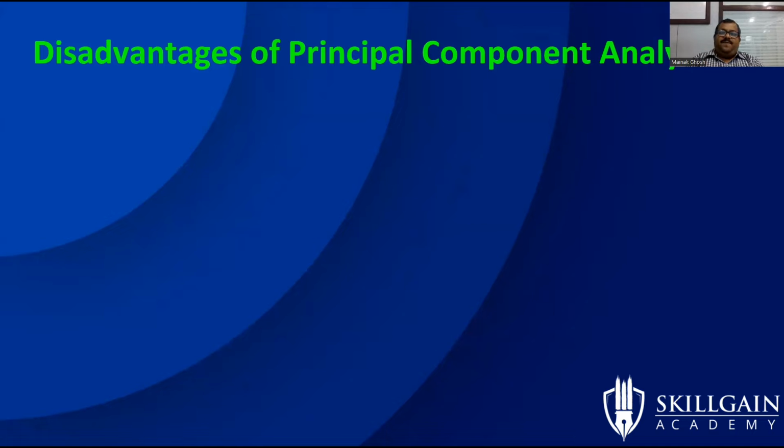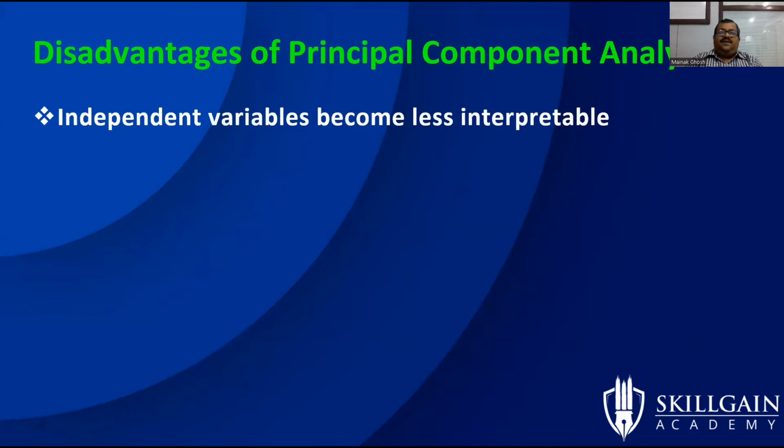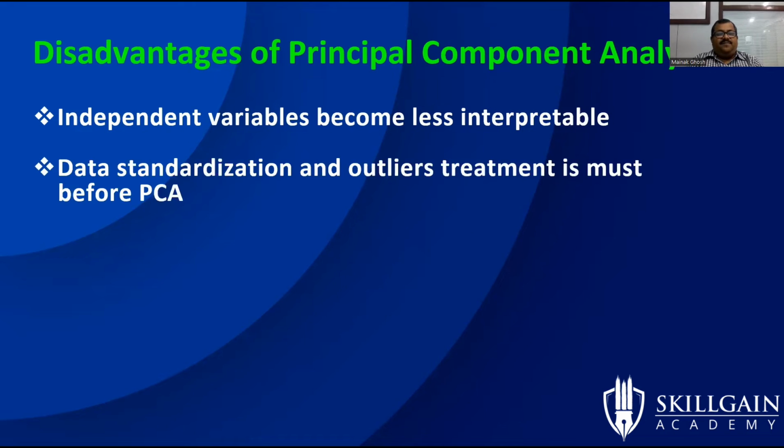On the contrary, what are the disadvantages of principal component analysis? Independent variables become less interpretable because for model building, we are not using those features alone. We are using their linear combinations. So those features cannot be interpreted individually. They are interpretable in terms of their linear combinations. Data standardization and outlier treatment are a must before PCA, because otherwise big-value data will always give more weightage, more bias, to those features.